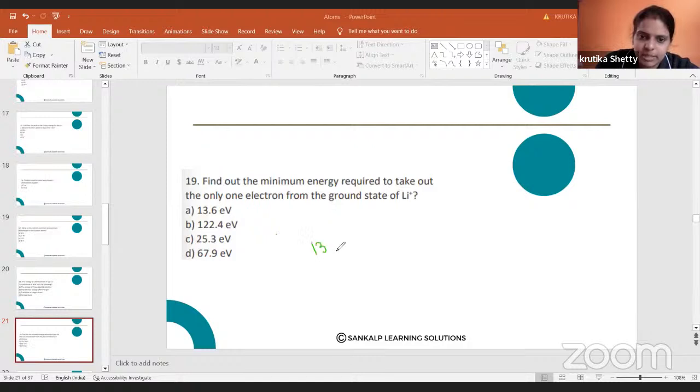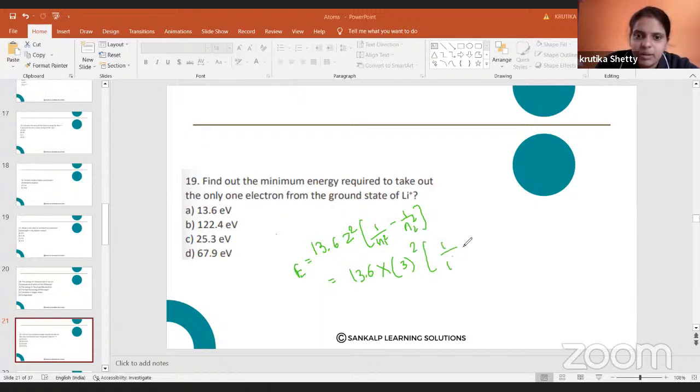It is 13.6 into Z square into bracket 1 upon n1 square minus 1 upon n2 square. Yes, this is the energy. So which is equal to 13.6 into Z value. Lithium Z baratte 3 baratte. So it is 3 square into bracket. So here you can substitute the value here. It is 1 upon 1 square minus 1 upon infinity. Okay, so here if you simplify this, we will get it as 122.4 electron volt. Option B is correct.